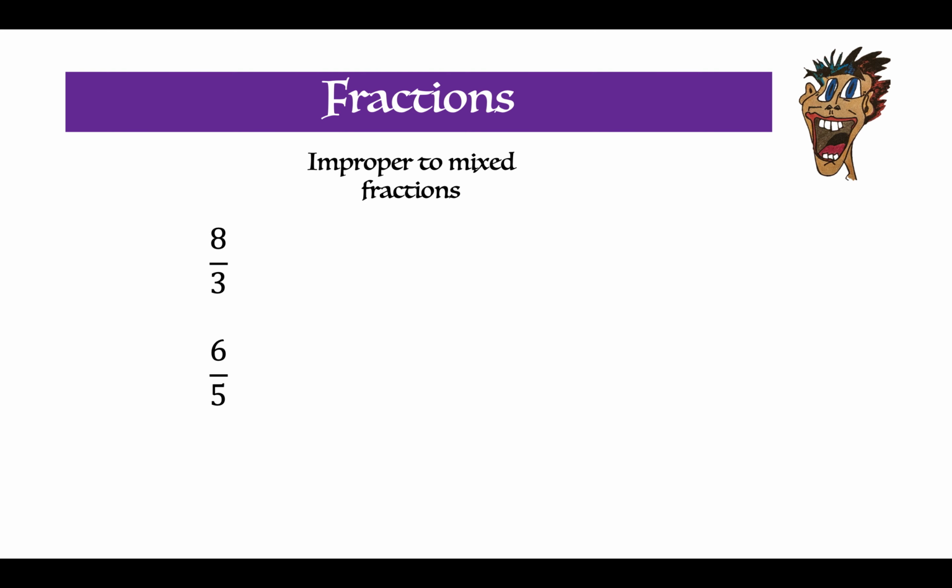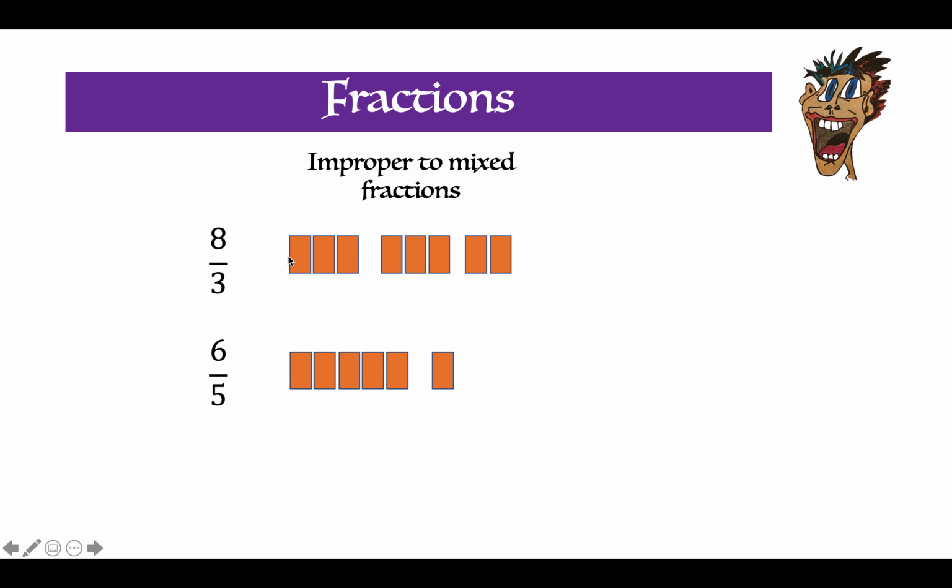Improper and mixed fractions. So let's start with converting an improper to a mixed fraction. So here I've got 8/3 and 6/5. Now I can think of both of these as blocks, okay? I've got 8 blocks here and I've got 6 blocks here. In this first case, I want to divide them into groups of 3. I want to put them into groups of 3. And you've got 2 there, the remainder.